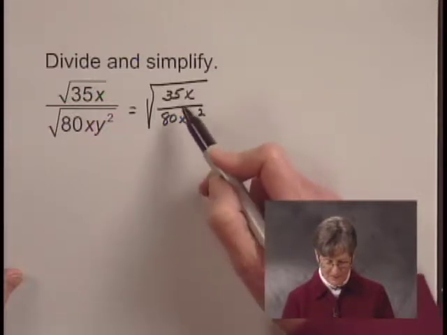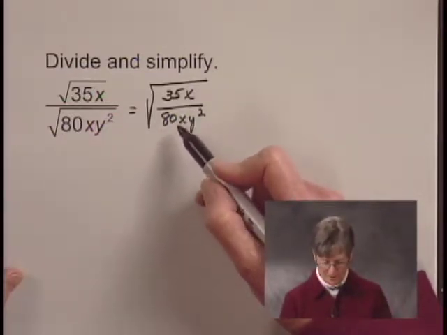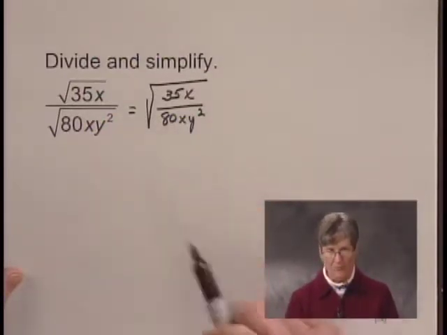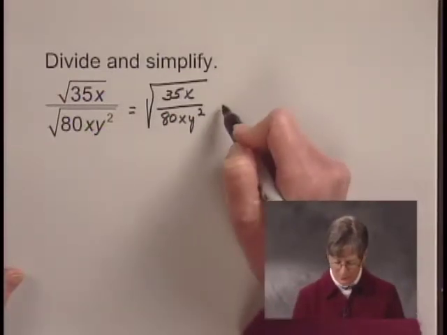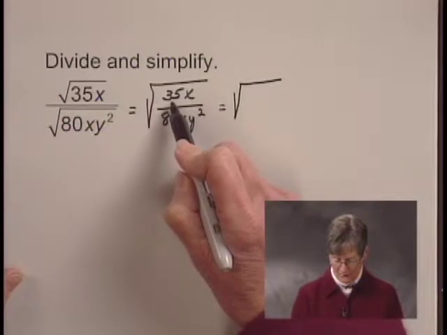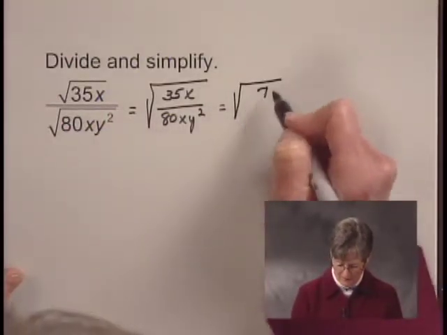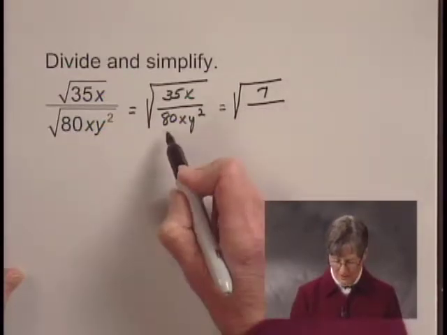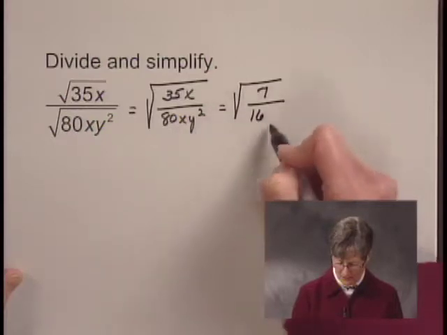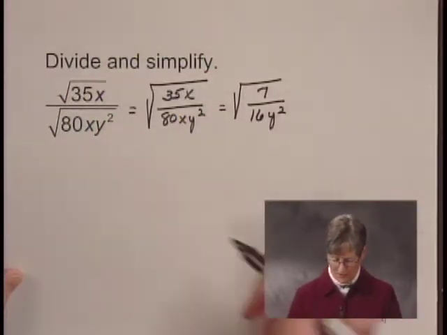Well, I see that 35 and 80 each have a factor of 5, so I can remove a factor of 5 over 5. And I also have an x in the numerator and an x in the denominator, so I can remove the x's. What I'm left with, taking a factor of 5 and a factor of x out of 35x, is 7. And in the denominator, taking a factor of 5 out of 80, I have 16, and the x we took away. So we have 16y squared left in the denominator.